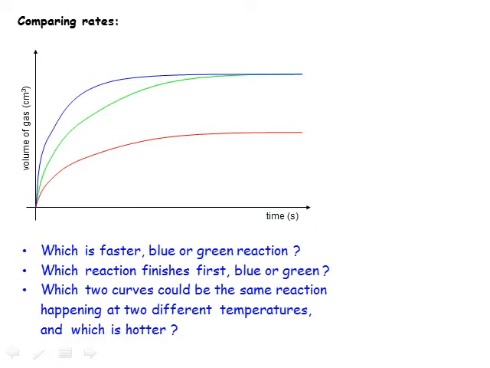To check that you've understood what these graphs of amount of reactant or product versus time are telling us, look at the 3 different experiments plotted here. How can you tell which reaction has the fastest initial rate? How can you tell which reaction finishes first, and what will be the effect of changing the reaction temperature in terms of the shape of the graph? Pause the video whilst you think this through.